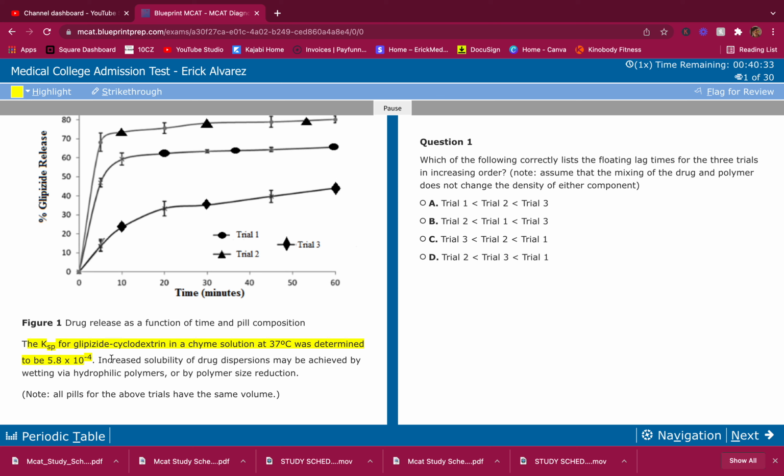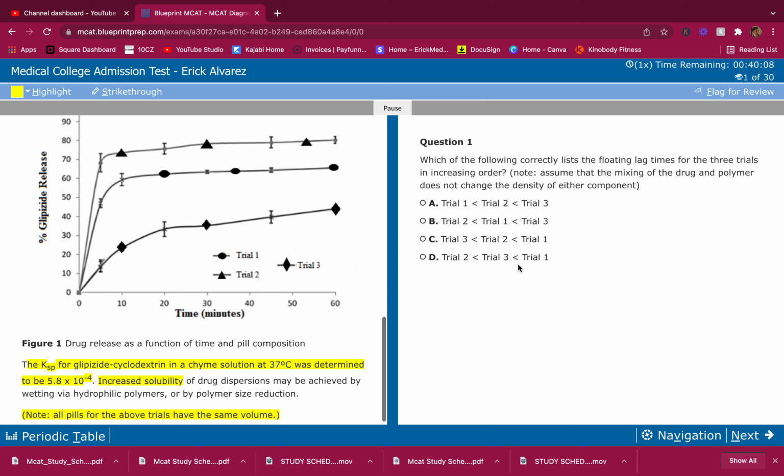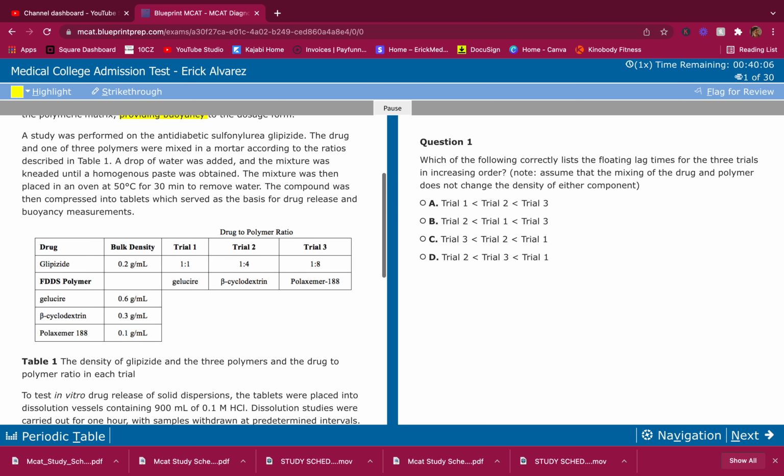So increased solubility of drug dispersions may be achieved by wetting. All right, this makes sense. Okay, I want to increase the solubility, because that's a pretty low KSP. So that's one way they could increase the solubility. All right, hydrophilic polymers or by polymer size reduction. All pills for the above trials have the same volume. Hey, just in case I need that note. Whenever they have a note here, highlight that as well, because they be low-key trying to make you forget about that.